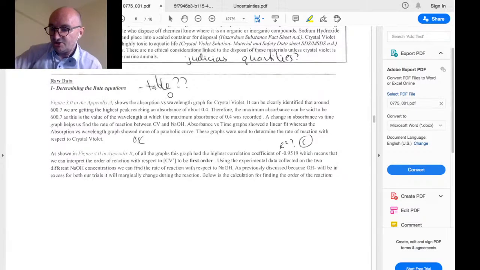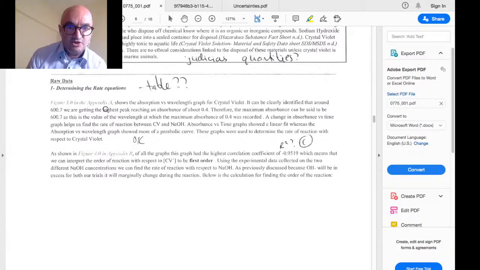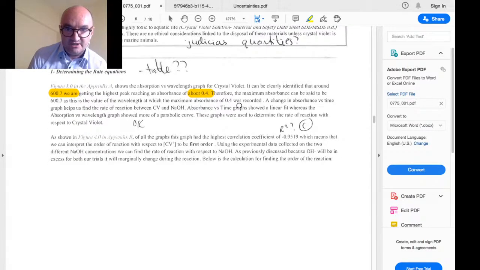Okay. Now, raw data. This was another huge omission. After the exploration, missing how she's going to control the temperature and then seeing that she didn't, a big omission for me was there's no data table for raw data. She talks at length. The 600.7 comes up again. Now she's saying it's the highest peak at 0.4. We all know that 0.4 is quite a low peak. It's not very good absorption at all.